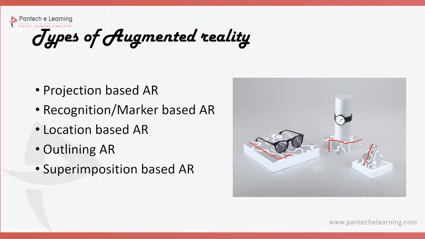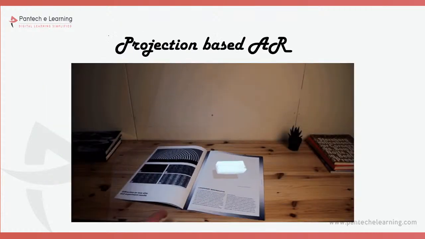Now inside this particular augmented reality, there are projection based, recognition based, location based, outlining and superimposition types. So definitely, in detail, we will be seeing each and every type over here. Okay, so next let us start with the projection based AR.